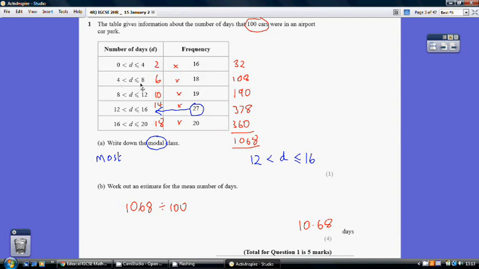And then we just multiply to work out the number of days in total. So 2 times 16 is 32, 6 times 18 is 108, and so on. We add up these total number of days to get 1068 days, and that's spread across the 100 cars. So to estimate the mean number of days is 1068 divided by 100, which is 10.68 days.